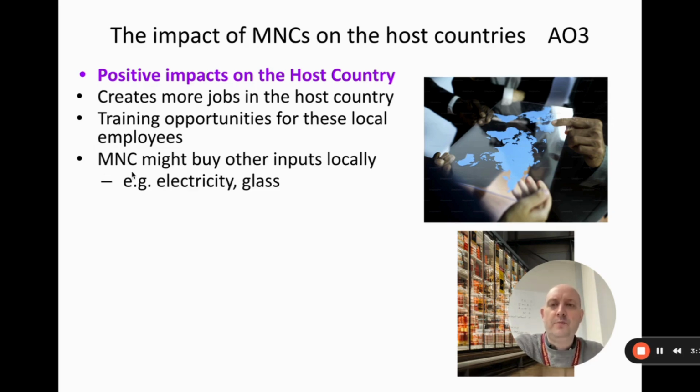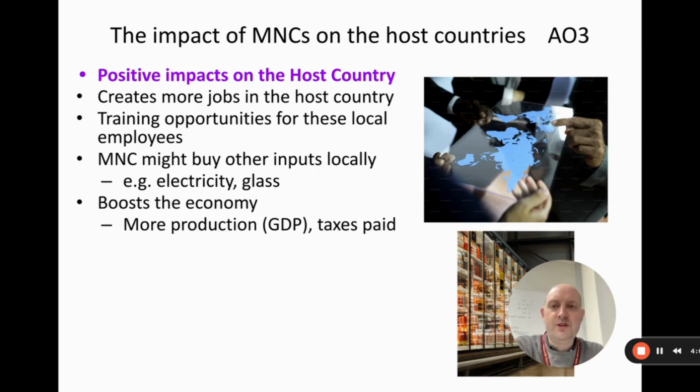Next, the multinational company might buy inputs locally. So maybe they get their electricity. Maybe if they're a car company, maybe they're buying glass, metal, rubber to produce their cars. So as well as having more production because they're producing, they're also going to be buying potentially more from local businesses, which obviously leads to better economic situations for those local businesses. Boost the economy, so there's going to be more production, so GDP goes up, which is good for the economy.